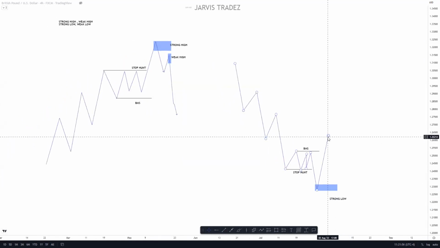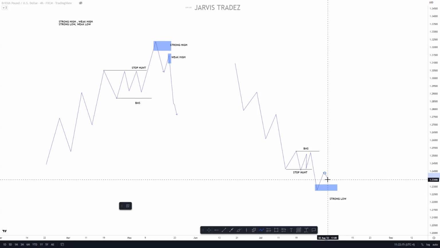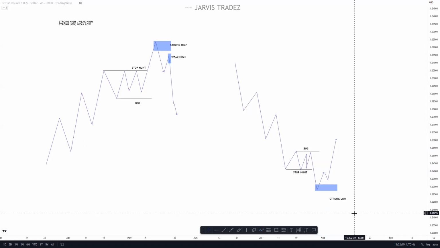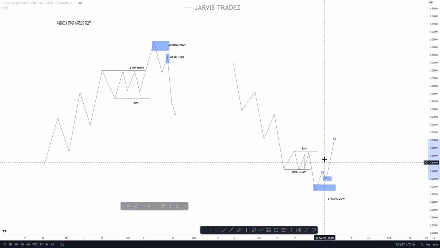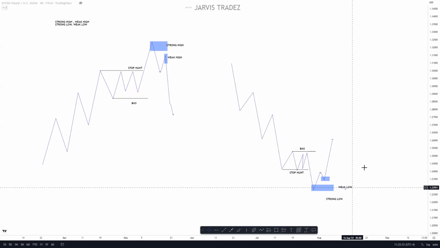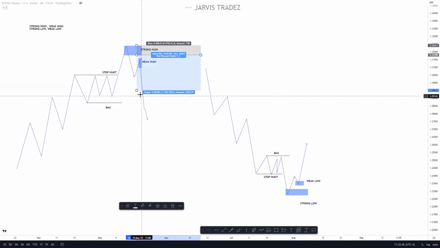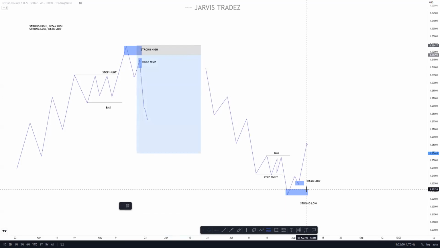And if, for instance, price fails to take out this low as well, and before taking this low makes a lower high, lower low, lower high, lower low, and then a BMS towards the upside, I will call that low a weak low. So I will probably not look for sells here. I will look for sells here, and I will look for buys here.